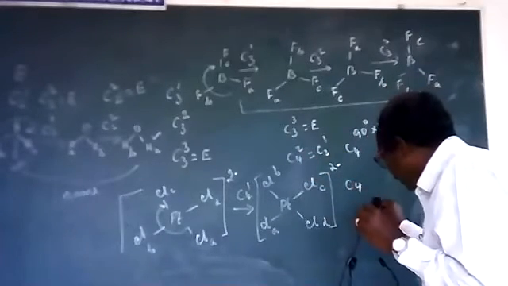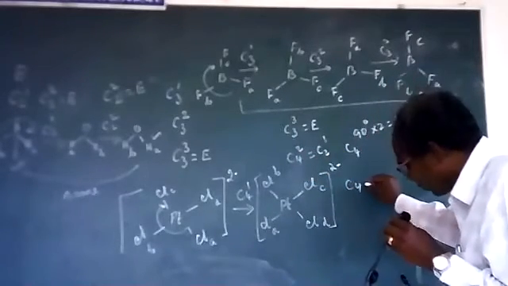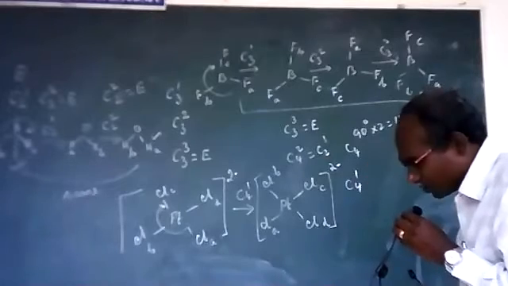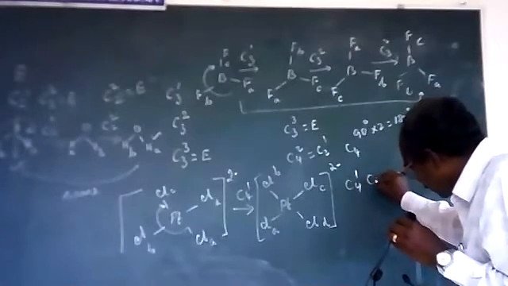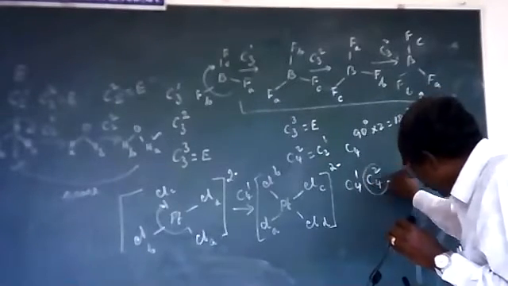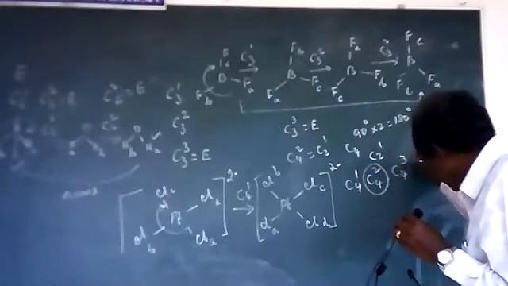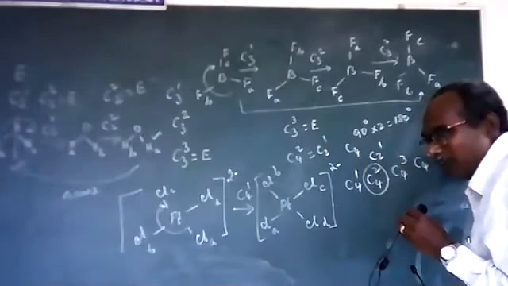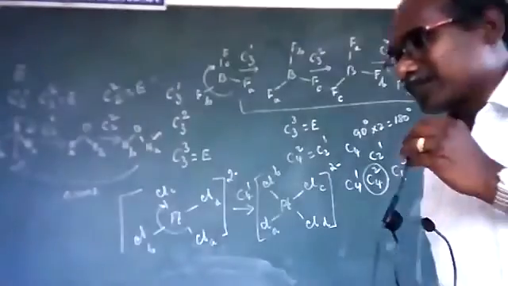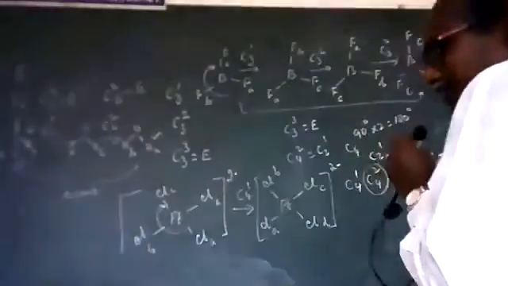What are all the operations present for C4? C4 once you can do. Instead of C4 twice, you can write C2 once, and then C4 thrice, and C4 four times will be equal to E. Try to understand this.